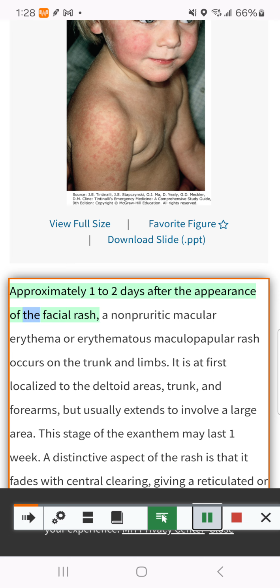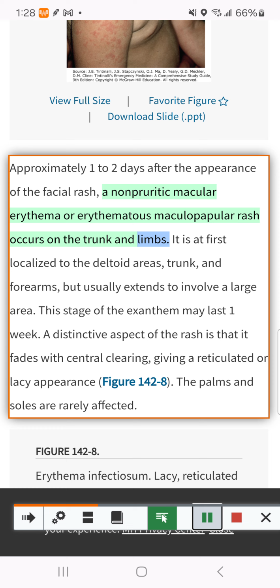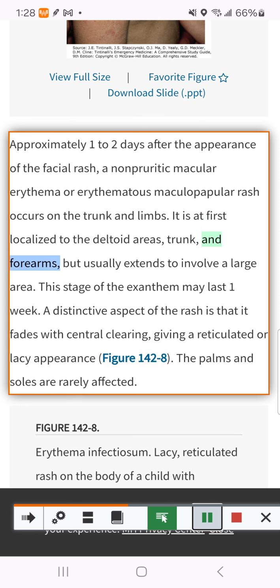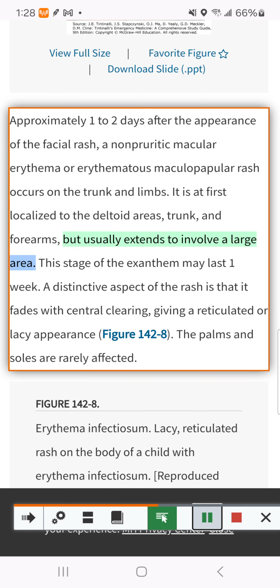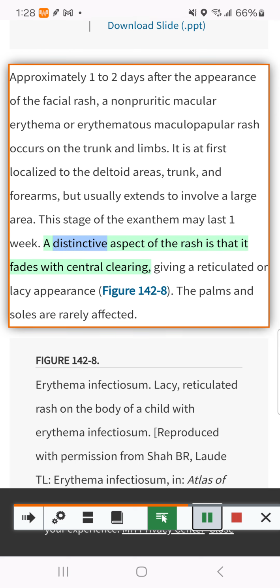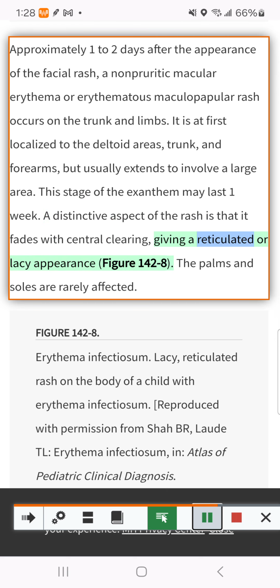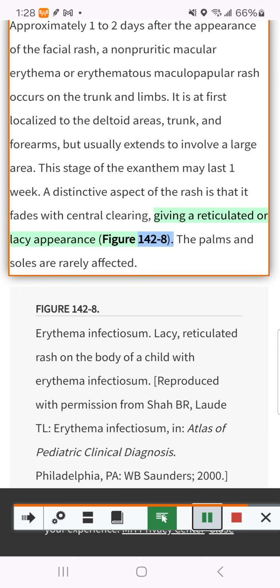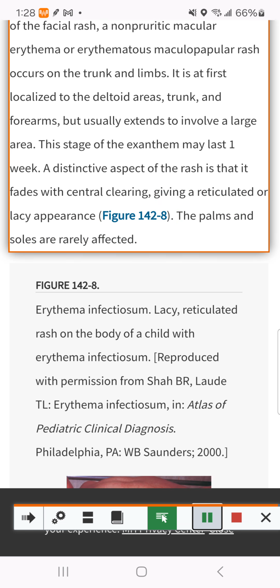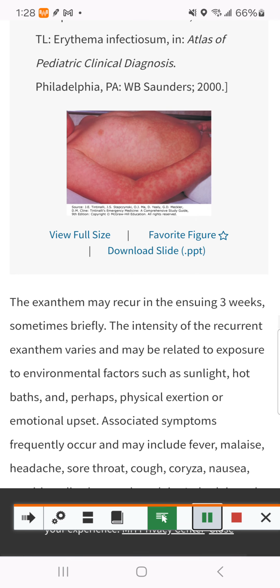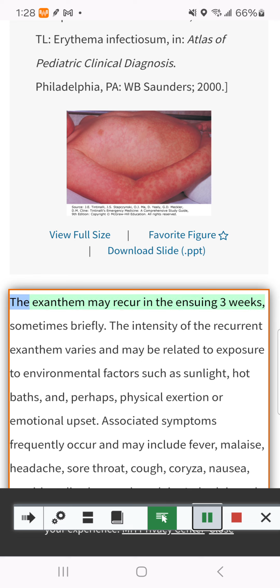Approximately 1 to 2 days after the appearance of the facial rash, a macular erythema or erythematous maculopapular rash occurs on the trunk and limbs. It is at first localized to the deltoid areas, trunk, and forearms, but usually extends to involve a large area. This stage of the exanthem may last 1 week. A distinctive aspect of the rash is that it fades with central clearing, giving a reticulated or lacy appearance, figure 142-8. The palms and soles are rarely affected. The exanthem may recur in the ensuing 3 weeks, sometimes briefly.